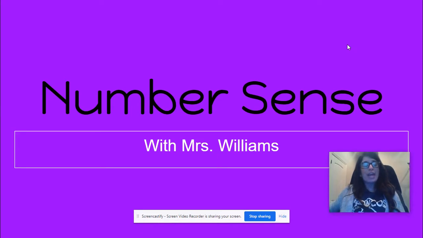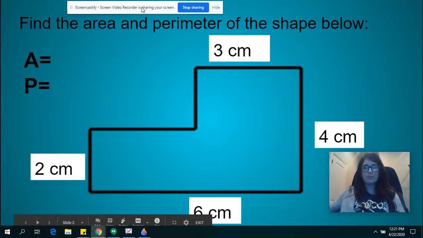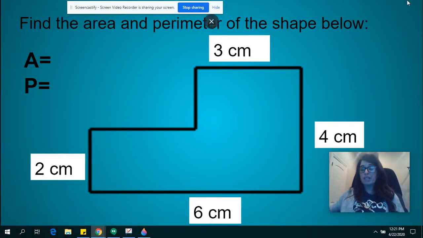Let's get started. If you remember, on Tuesday, we looked at a rectilinear shape and we found the area. Today, we're going to look at another shape. I want you to look at the shape below. What we're going to do is use the information that is given to us to help us find the area and the perimeter of the shape. We're not just finding the area today, we are going to find the perimeter as well.